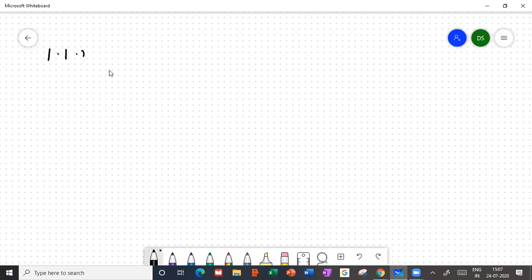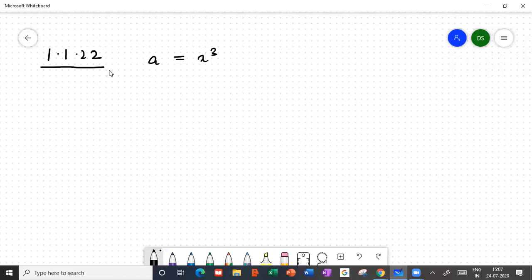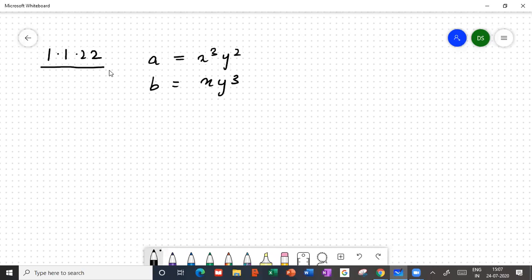Ma'am, is it x y cube? No. So they are saying there are two numbers, a and b. So a is written as x cube y square and b is written as x y cube, isn't it? So what will be the HCF of a and b?